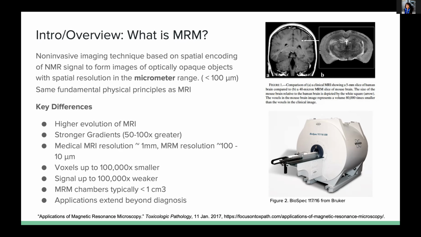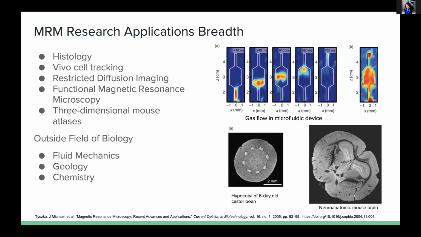Next slide, please. Much of the success of MRI comes from its high sensitivity to pathologic alterations. So when we go to the microscopic scale, the applications are wide and robust. MRM can be used for histology, in vivo cell tracking, restricted diffusion imaging, functional magnetic resonance microscopy, and three-dimensional mouse atlases. MRM can also be applied outside the field of biology with fluid mechanics, geology, and chemistry. MRM can measure flow and diffusion, so it can be applied to characterize porous media.